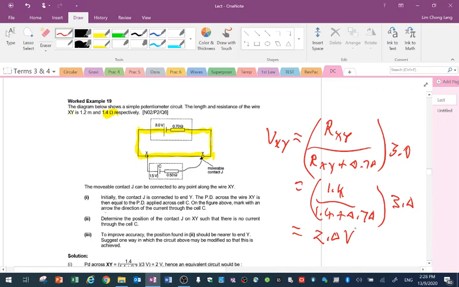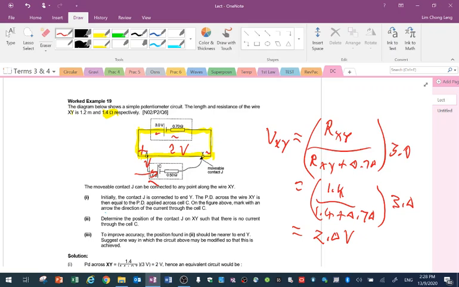So X is positive, Y is negative because of the polarity of the battery, right? So in that case, if this part is 2 volt and the lower cell is 1.5, the 2 volt will tend to force the current through the cell. So if I were to draw an arrow, the current will actually flow into the cell. Okay, so that is how the current flows.